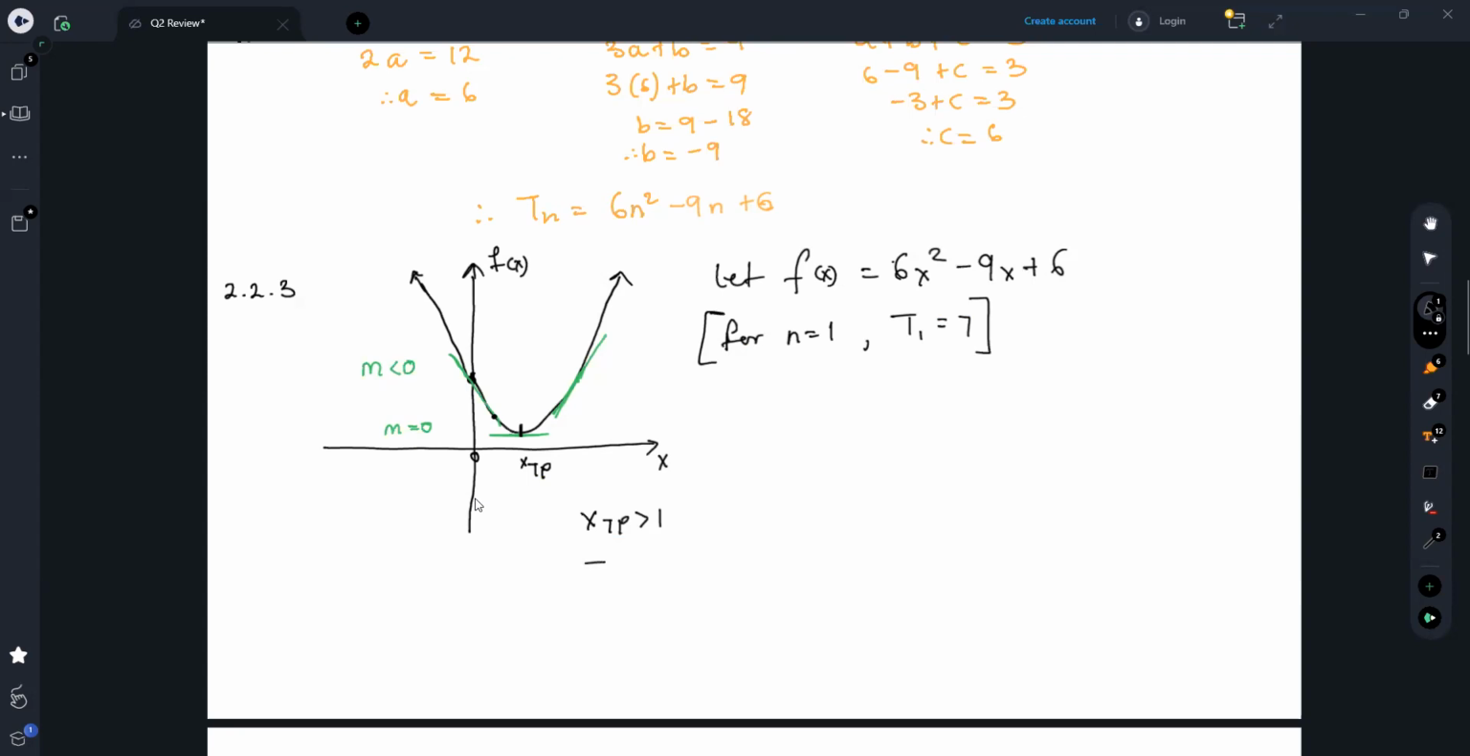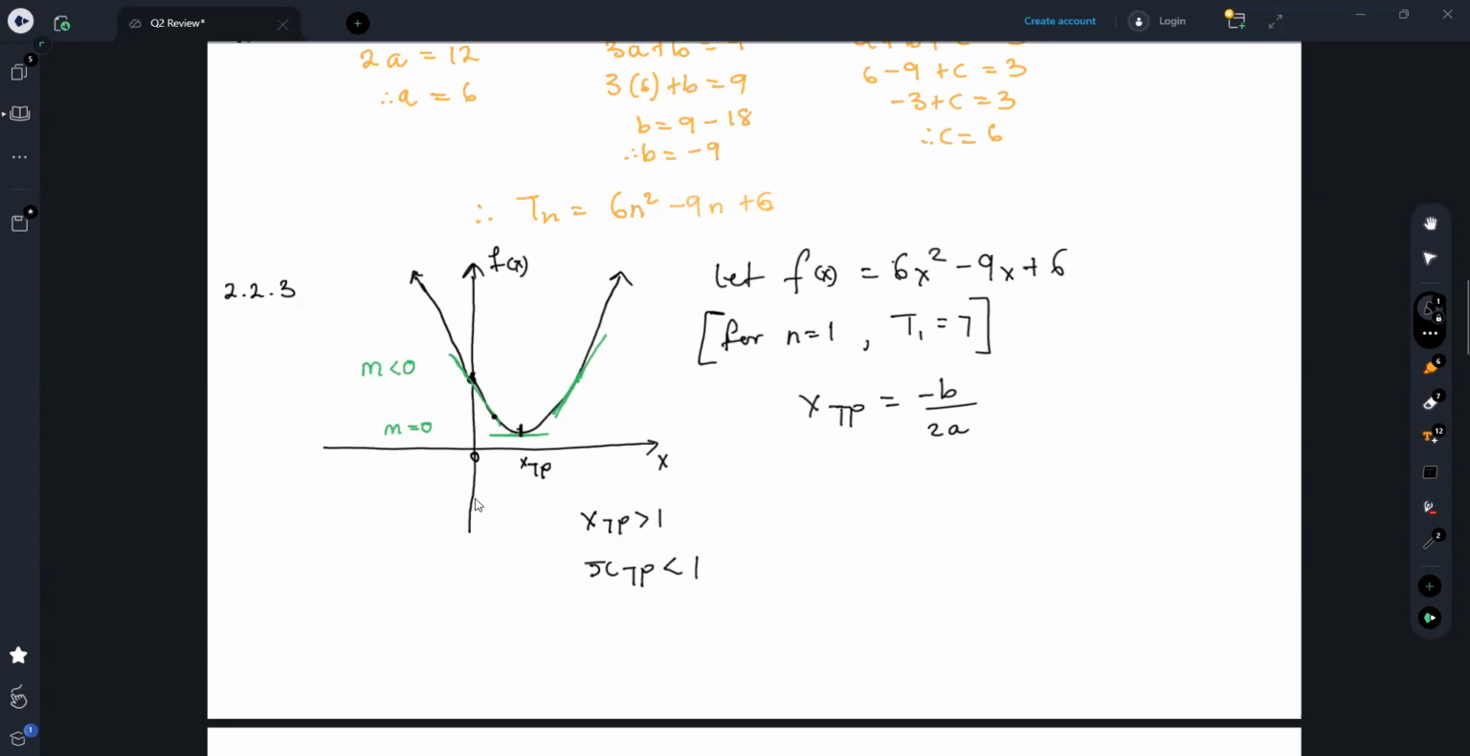But if x of TP is less than 1, it means that it happens before. So meaning that if there's a 1 somewhere up here, then the 1 would produce the 7, right? So it means that those parts would contain the pattern, and you would see that the pattern would be on the forever increasing side. Well, now let's find out what x of TP is, or the x value of the turning point. So now x of TP is governed by negative b over 2a.